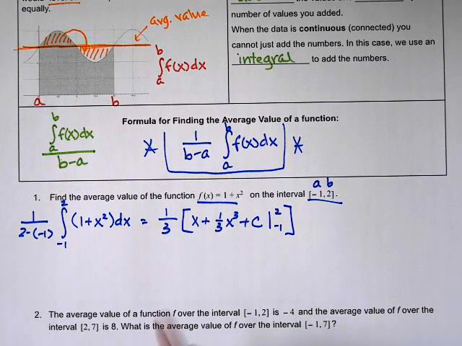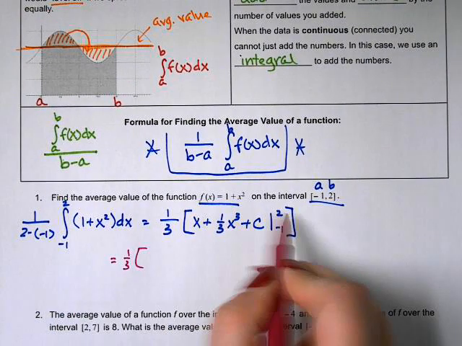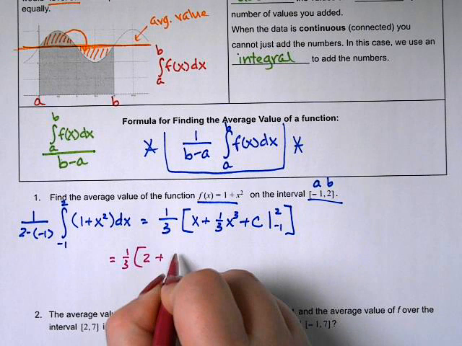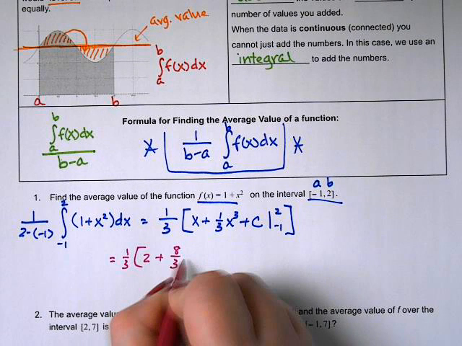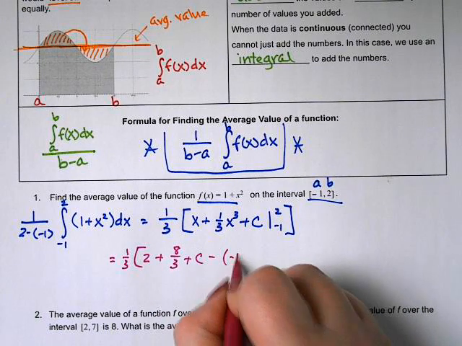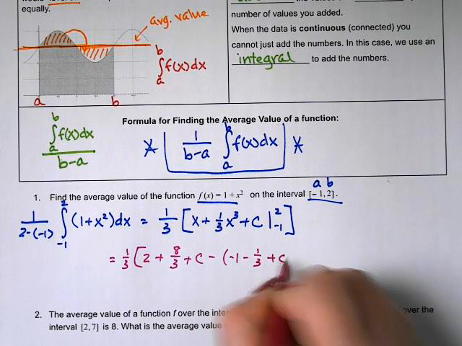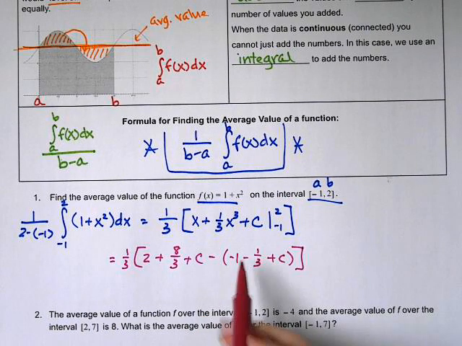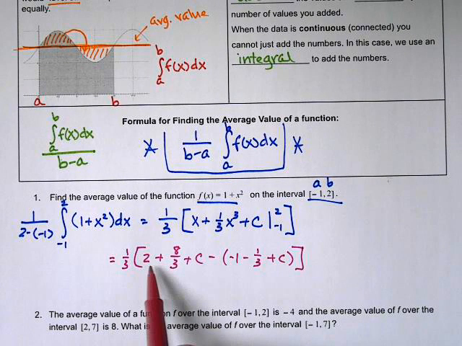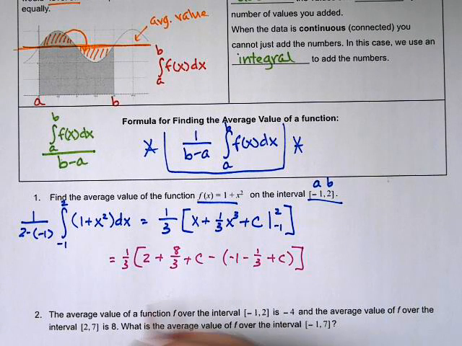All right, so then let's see. I'm going to get my 1/3 is just going to chill out front, and I'm going to plug in 2. So I'm going to have 2 plus 8/3 plus c minus, now I'm going to plug in -1. So -1 minus 1/3 plus c. So again, all I did is plug 2 into my function, and that's right here. Plug -1 into my function, and that's what I get right here.